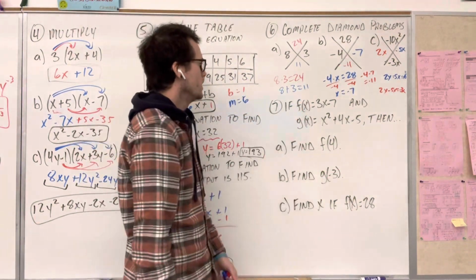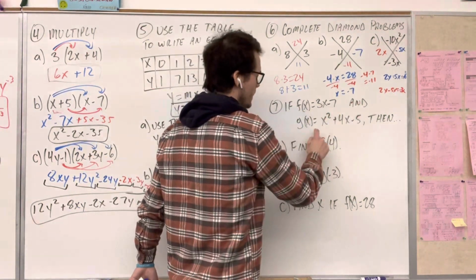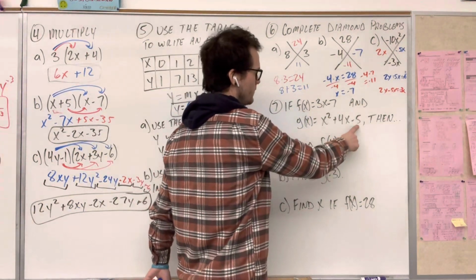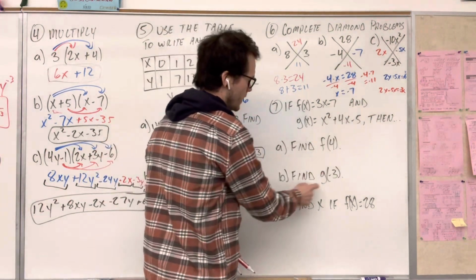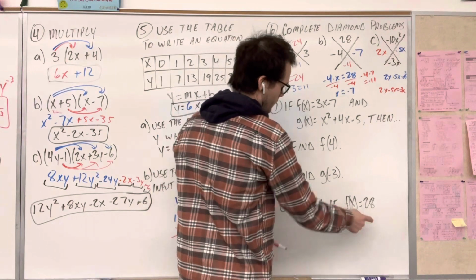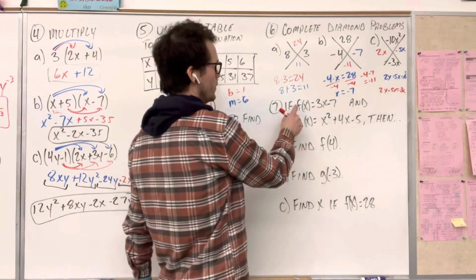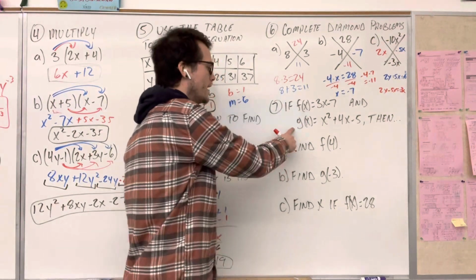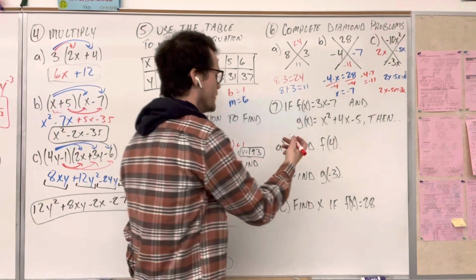Okay, last one, number 7. If f of x equals 3x minus 7, and g of x equals x squared plus 4x minus 5, then we have these a, b, and c. Find f of 4, find g of -3, find x if f of x is 28. Okay, f of 4, that means we're going to focus on our function whose name is f. We don't care about the function whose name is g right now, just the function whose name is f.